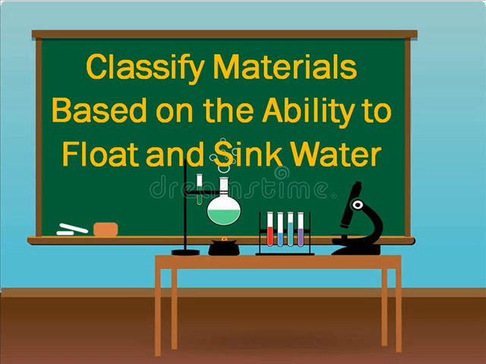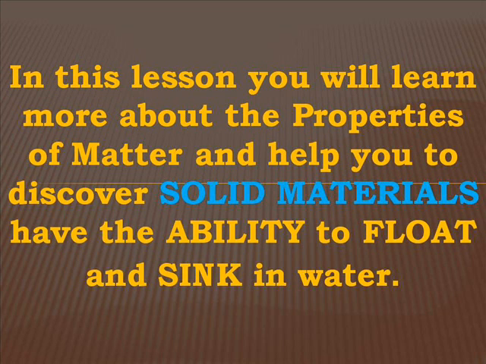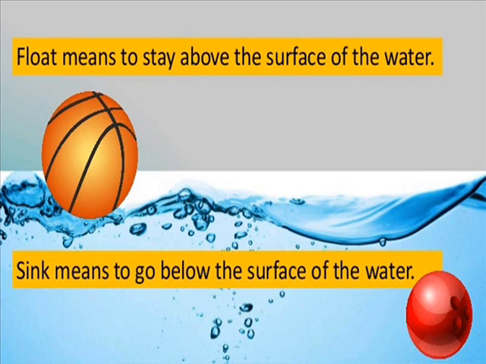Let us go now to part 2, that is to classify materials based on the ability to float and sink in water. In this lesson, you will learn more about the properties of matter and discover which solid materials have the ability to float and sink in water. By definition, float means to stay above the surface of the water. Sink means to go below the surface of the water.